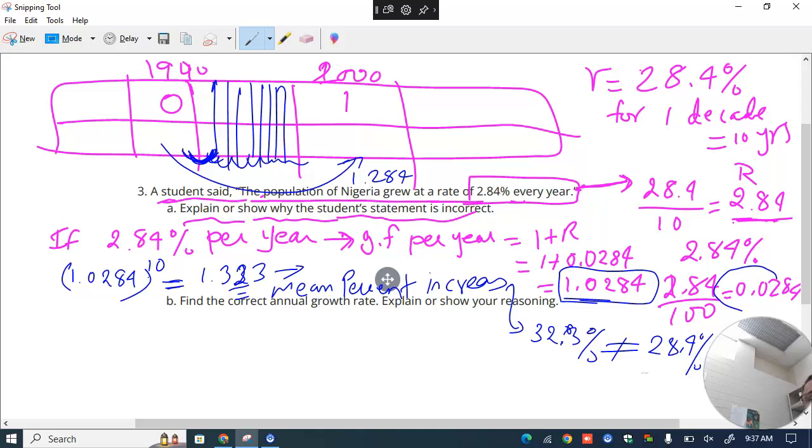So the student is wrong to say that. So this piece, no, he's wrong. He can't say this, because if he says this is correct, then you end up getting the wrong answer for 1 decade. See, in 1 decade, it is growing by 28.4%. So that is false. So this is the explanation to show why the student is wrong there.